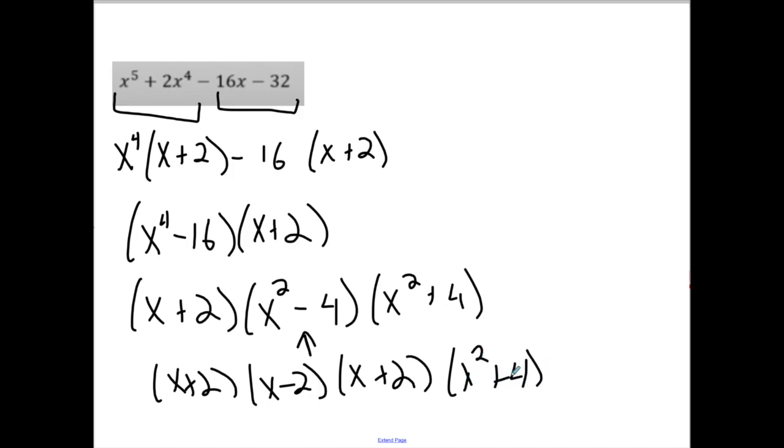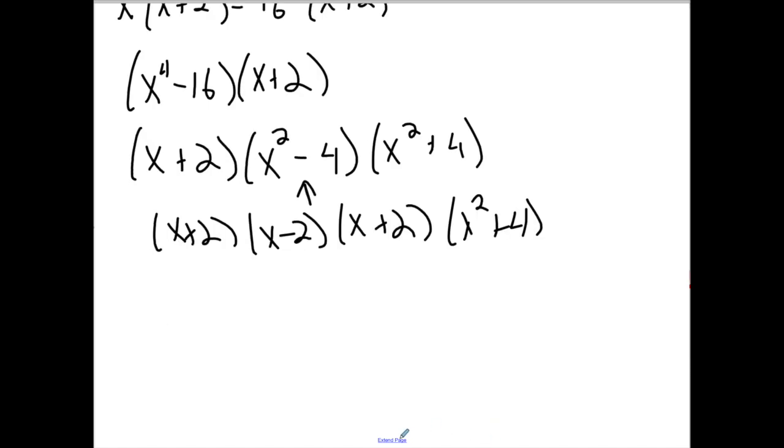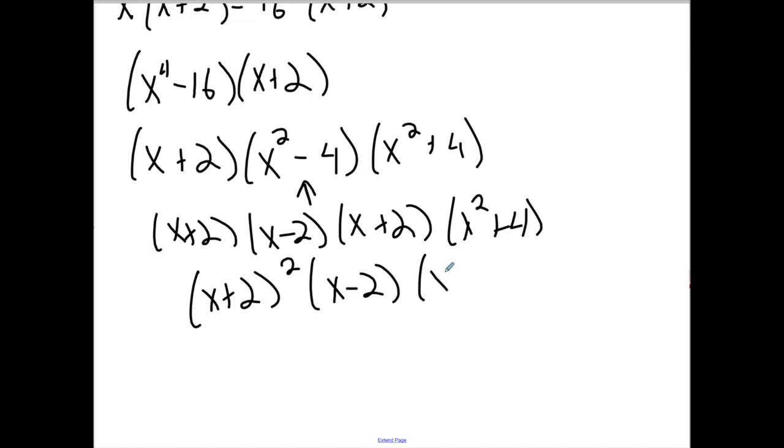I forgot to break that last one down. All right, so here we go. This is what we've got here. Wow, so this is actually x plus 2 squared times x minus 2 times x squared plus 4. All right, so now we've got our final answer.